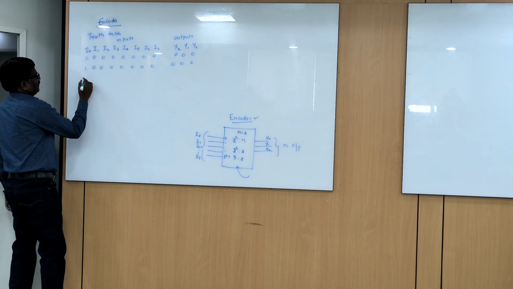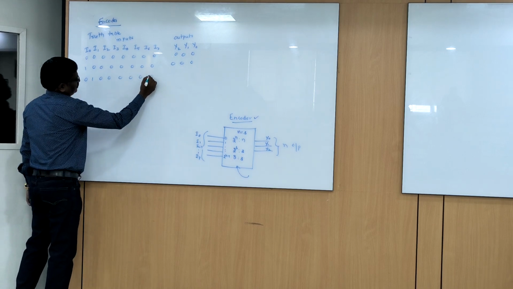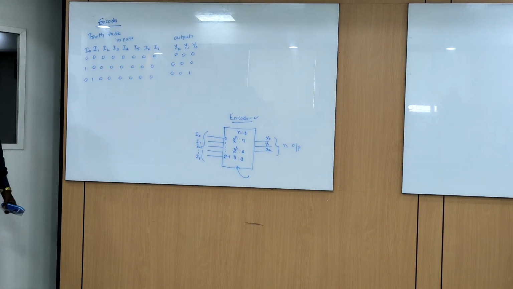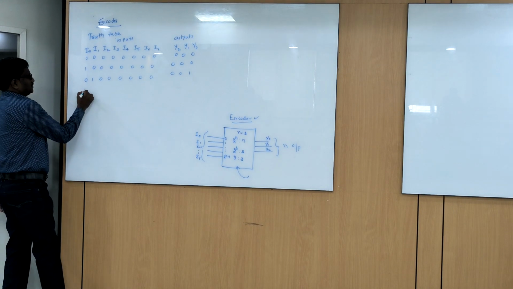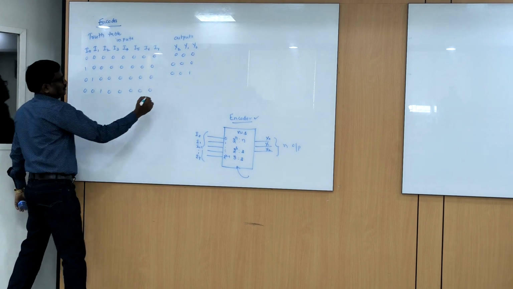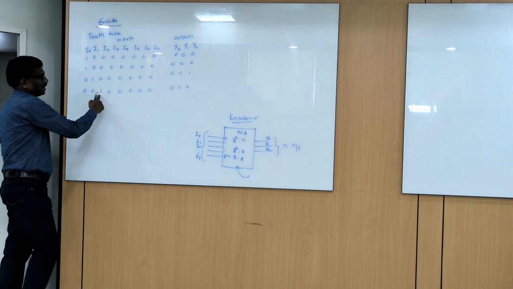For 0 1 0 0 0 0 0 0, this will be 0 0 1. Okay. If the input is 0 0 1 0 0 0 0 0, that will be 0 1 0. Y2 is 1, output is 2.